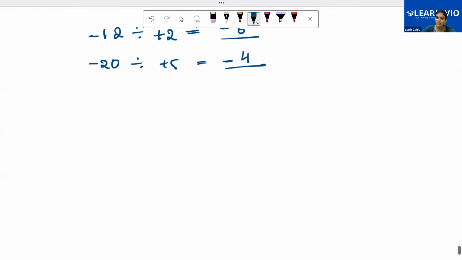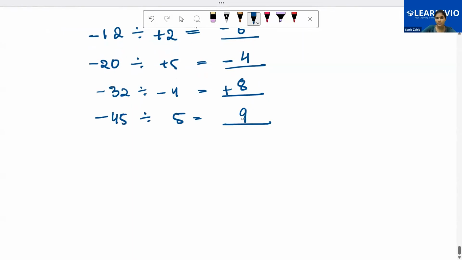You will follow the same sign convention as you followed for multiplication. Now you have minus 32 divided by minus 4. So 32 divided by 4 is 8. You have the same sign, so you will put a positive sign here. Then 45 divided by 5, the answer is 9 and you have opposite signs. So for opposite signs, you will put a negative sign.